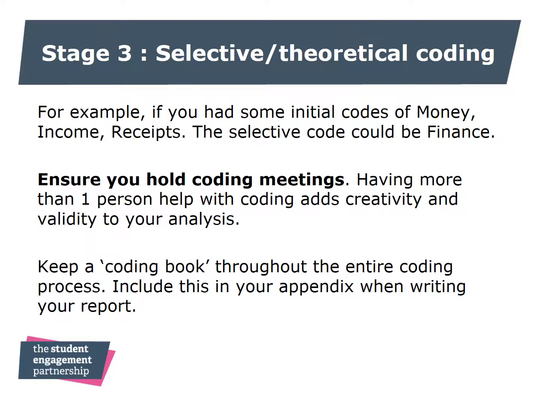Stage 3 is selective or theoretical coding, which brings together your Stage 2 codes under broader thematic titles. It's important at this stage to hold coding meetings to make sure that you're all using the same overarching codes and to agree what fits into them. Having a group review SLTA data adds validity to your data as it reduces subjectivity.